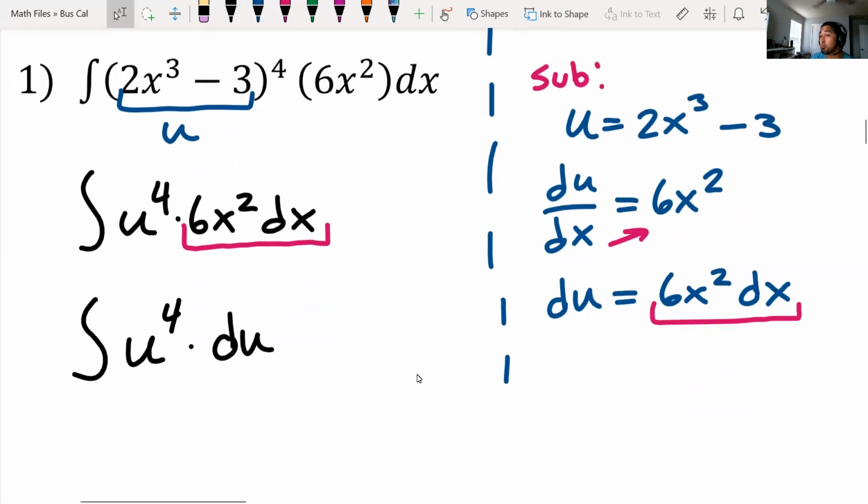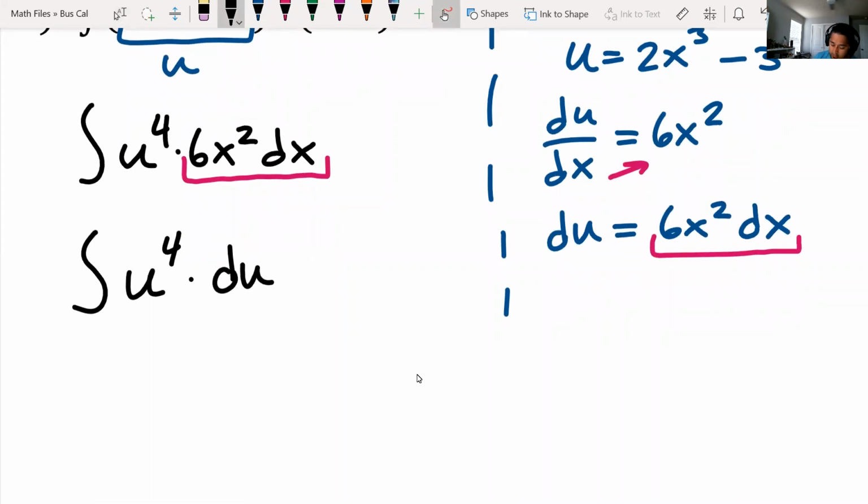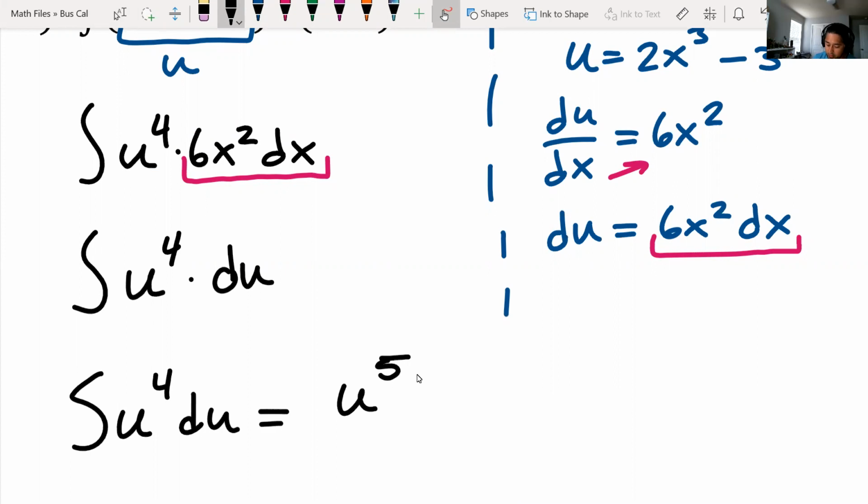This looks way better than what we started with. And now all we have to do is find the antiderivative. So we're going to use the power rule here. So this will become, I'll rewrite it down here. The integral of u to the fourth du will become u to the fifth over 5 plus c.